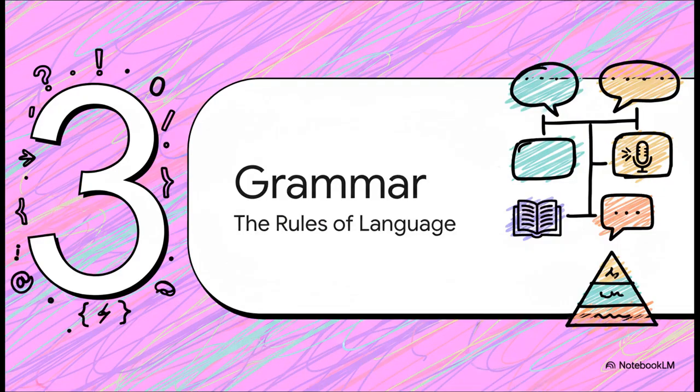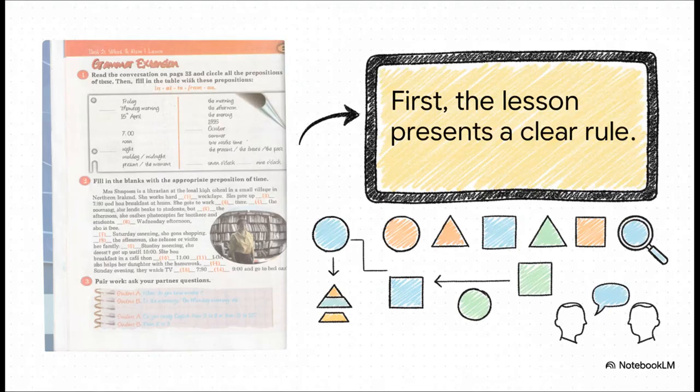Okay, so we've got our words. We know which ones like to hang out together. Now we need the rules that hold the whole thing together. We need the skeleton of the language, which brings us to grammar. And I want you to notice the strategy here. It's really smart. Instead of making you guess the rules from a bunch of examples, it just gives them to you, straight up. Here are the prepositions of time: in, at, on.